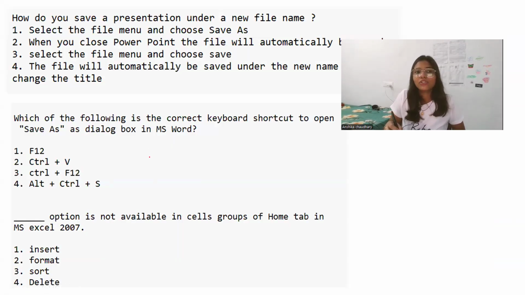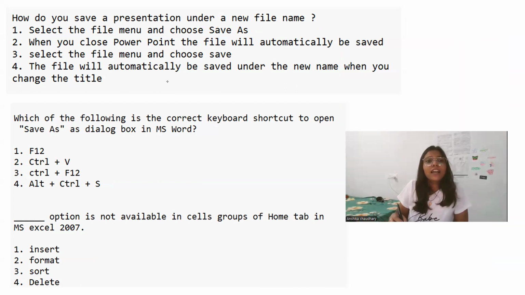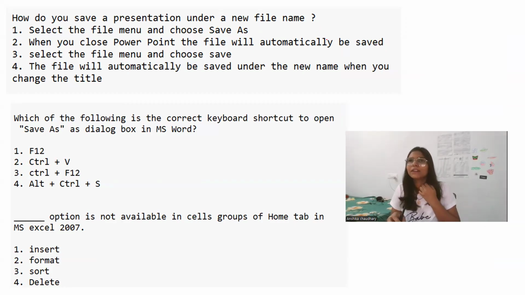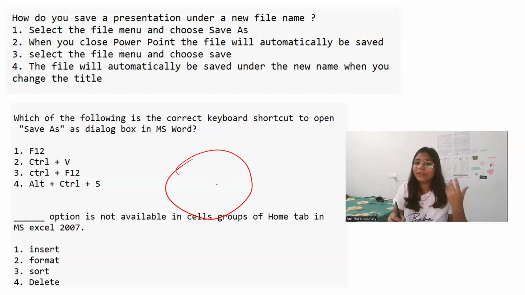The next question is, how do you save your presentation under a new file name? Select the file menu and choose save as. Yes, it can be a way to save our file. When you close PowerPoint, the file will automatically be saved. No, see, whenever we have a slide and we are just closing PowerPoint, first an open dialog box will pop up, and it will ask whether you want to save or not. So it will be options like save or don't save. It will not automatically save. So this option cannot be correct.